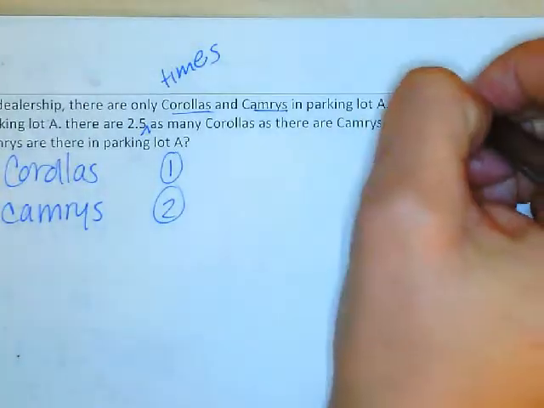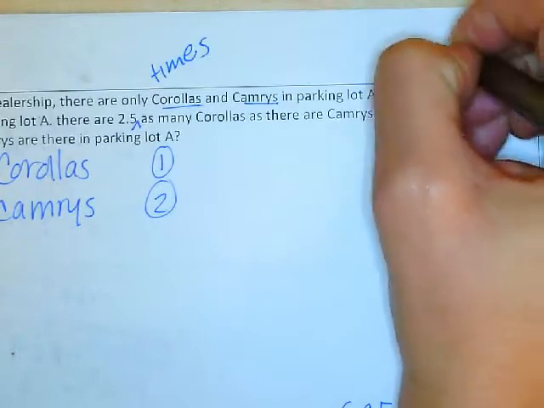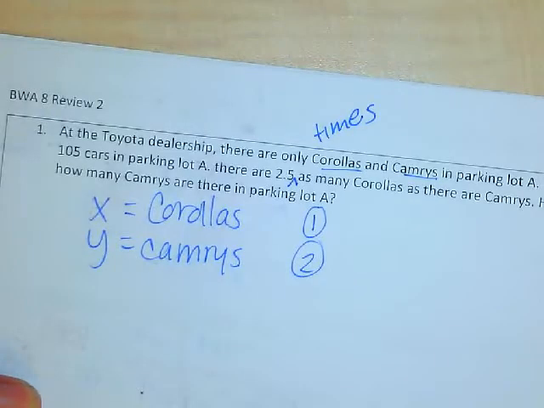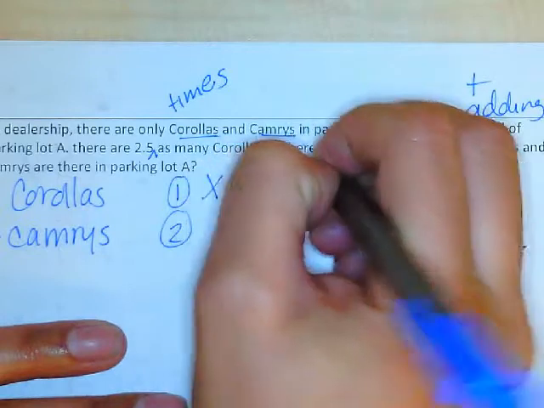The very second sentence tells me the word total. When I see total, I know that I'm adding, right? It's going to be plus. So when I add the Corollas and the Camrys, I have 105 of them. So that's going to be my first equation. So X plus Y equals 105.